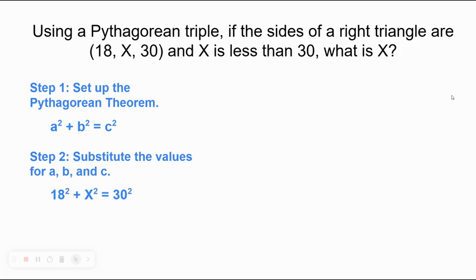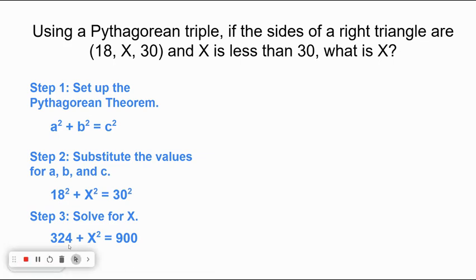And this is where you want to go to your calculator to get these values. I love Desmos, but you can use any calculator that you like. Remember, you're doing 18 to the second power, not 18 times 2. So 18 to the second power, that's where I got 324. And 30 to the second power is where I got 900.